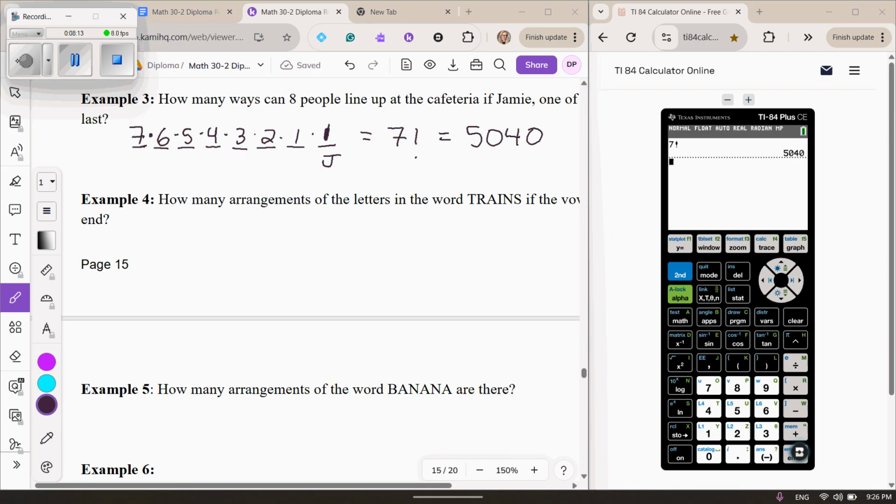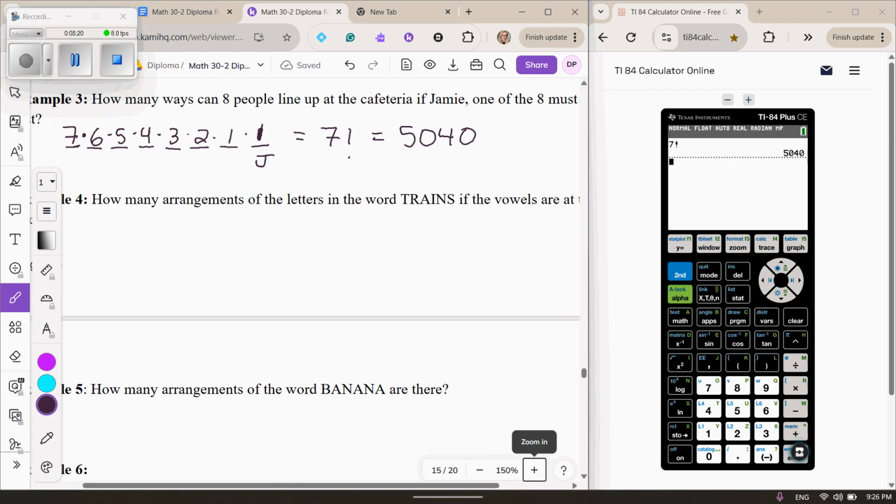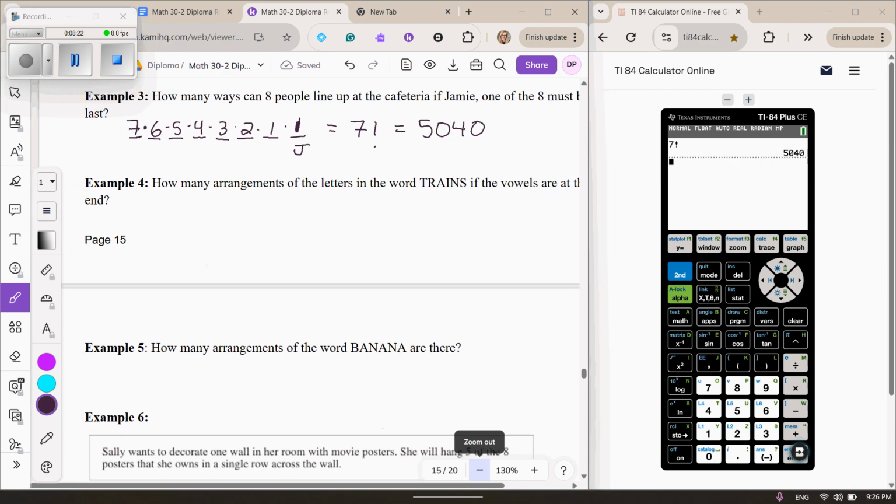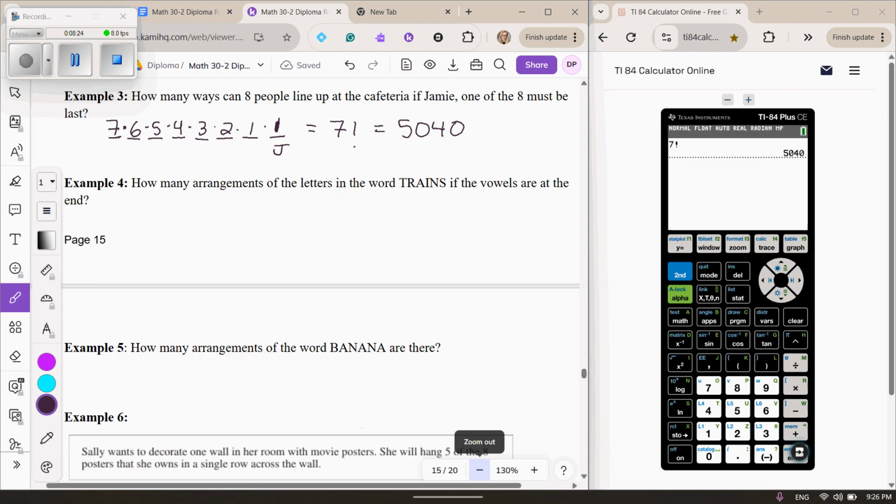Okay, example number 4. How many arrangements of the letters in the word trains if the vowels are at the end? Restrictions. Okay, great. So, trains has 6 letters in it. So let's start by making our 6 lines.